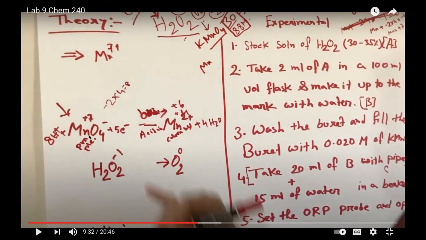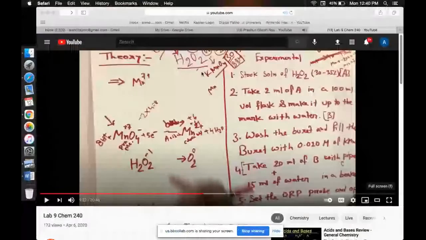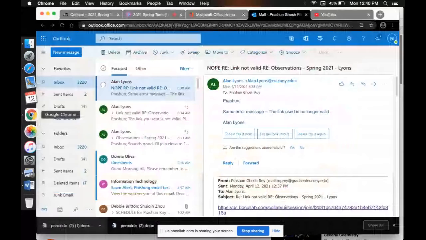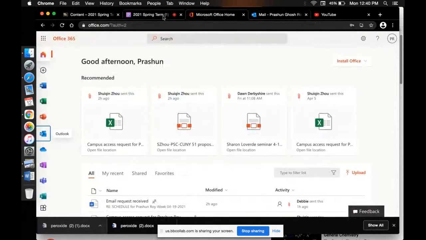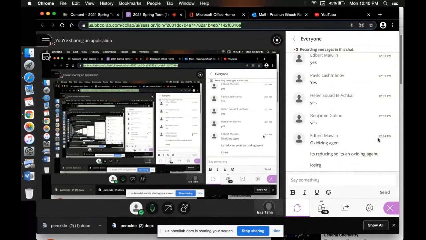So here Mn is changing from +7 in the acidic medium, and the oxygen is on the left side. How many oxygens are here on the left? Yes, it's losing, and it's an oxidizing agent.